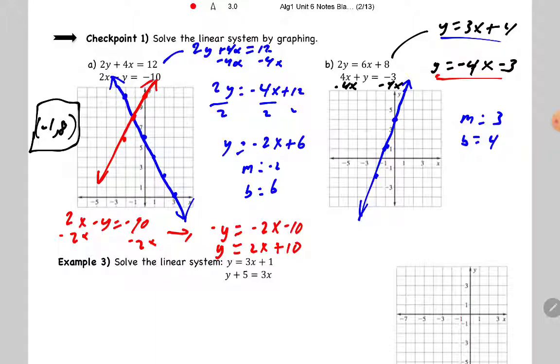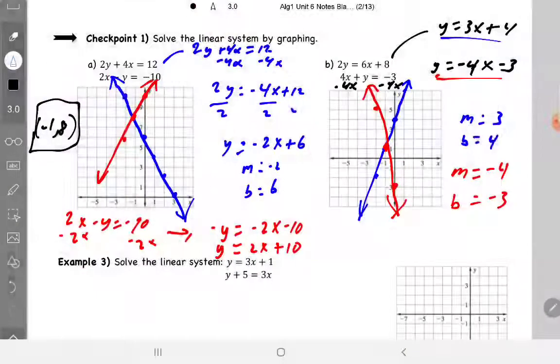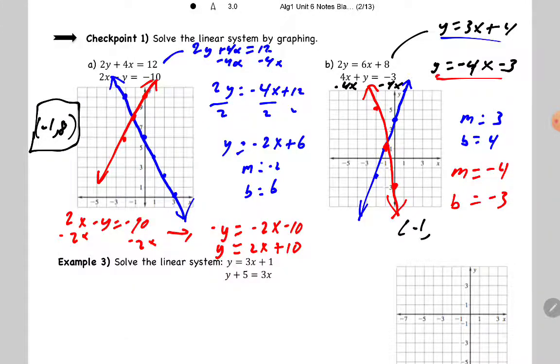Red. So the red one, slope is negative 4, b equals negative 3. So I'm going to go to negative 3, make a dot, and then I'm going to follow my slope down 4 over 1, or going backwards up 4, left 1. So right there. Draw our line. And now we know they intersect at negative 1, 1.